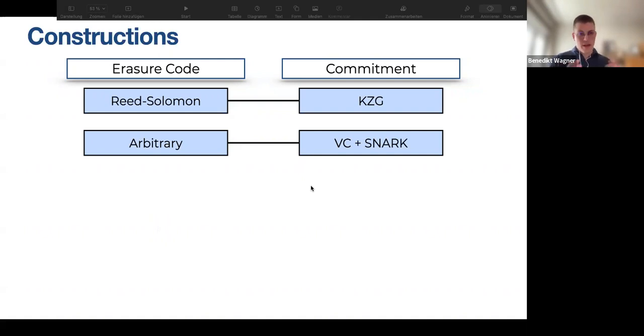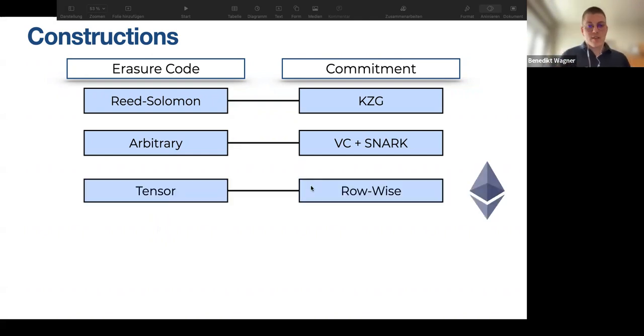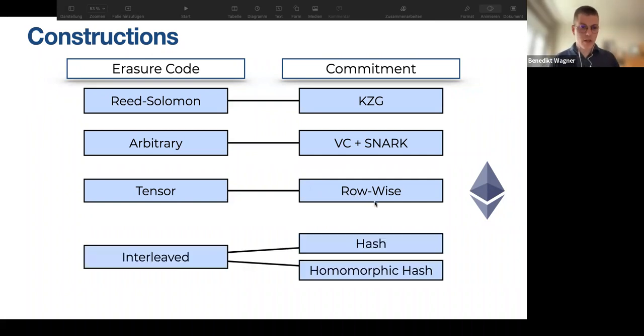And I look at this more as an educational example of the general strategy that you want to have when you construct these commitments. Okay, and then there's the Ethereum construction. This is the construction that is currently used by Ethereum, and we can actually parse this and view this as being an instantiation of our framework. For that, we look at the so-called tensor code and do some row-wise commitment. We will see that in a minute.